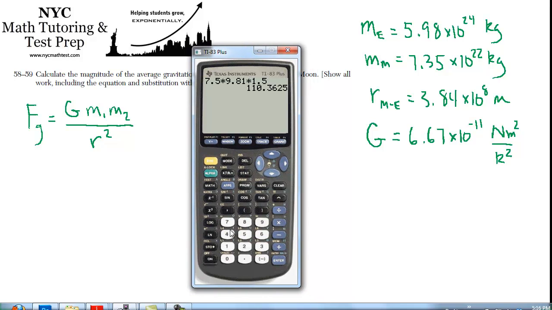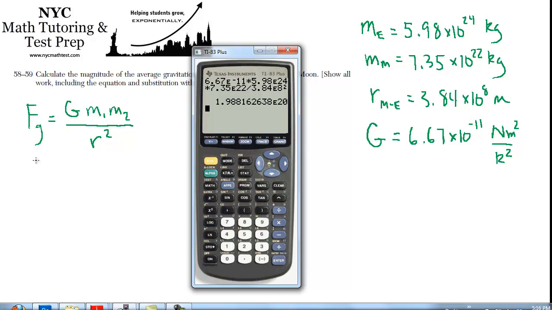Okay, so G is 6.67 times 10 to the negative 11th, and that's being multiplied times the mass of the first object, which is the Earth, we'll say 5.98 times 10 to the 24th, and that's again times the mass of the second object, which is the Moon, 7.35 times 10 to the 22nd, and then that's being divided by the average distance between the Moon and the Earth, 3.84 times 10 to the 8th, and that's being squared.